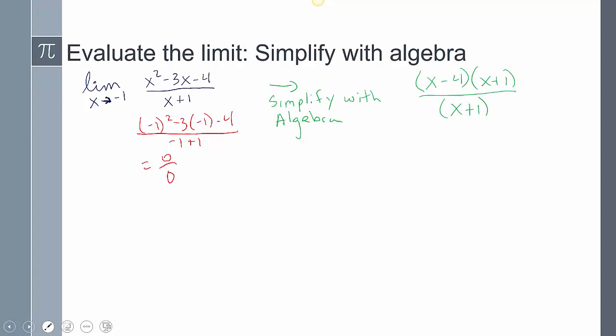In this instance, the algebra that we're going to have to use is factoring and canceling out similar factors. I was able to factor the numerator, and when I factored the numerator, the x plus 1s now cancel out. And so I'm only left with this x minus 4. Now I can check once again, do I plug in this -1? If I check again and plug in -1, -1 minus 4 gives me -5. And so the limit as x approaches -1 is going to be -5.